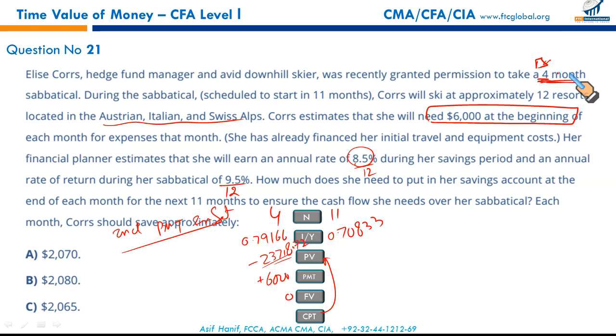Now we have to calculate what the payment should be that she will make in order to receive $6,000 in each of the 4 months for her sabbatical, right? So she needs this future amount. This future amount will be invested here as an outflow, and that will result in $6,000 receipt at the start of each month. So we are talking about the future value of 23718.72, right? PV must be 0. Now we need to calculate the payment she has to make every month.